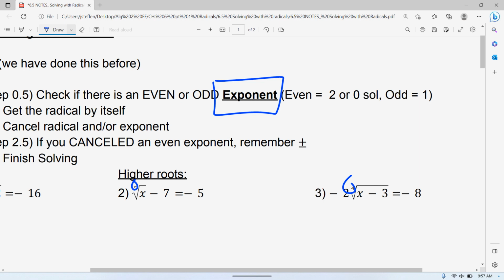Once you have that, the rest of this is the same kind of steps we did. I don't remember when we did these with square roots. But get the radical all by itself. Then cancel the radical and or the exponent. They'll all have a radical in it, just because that's what chapter we're in, the radical chapter.